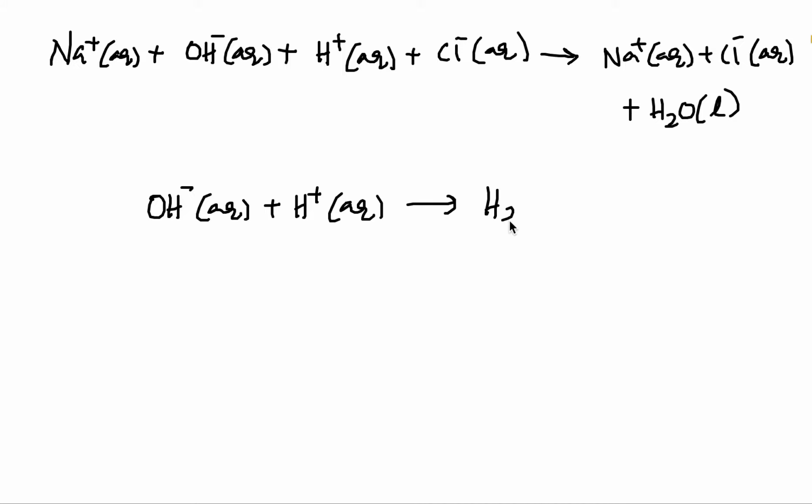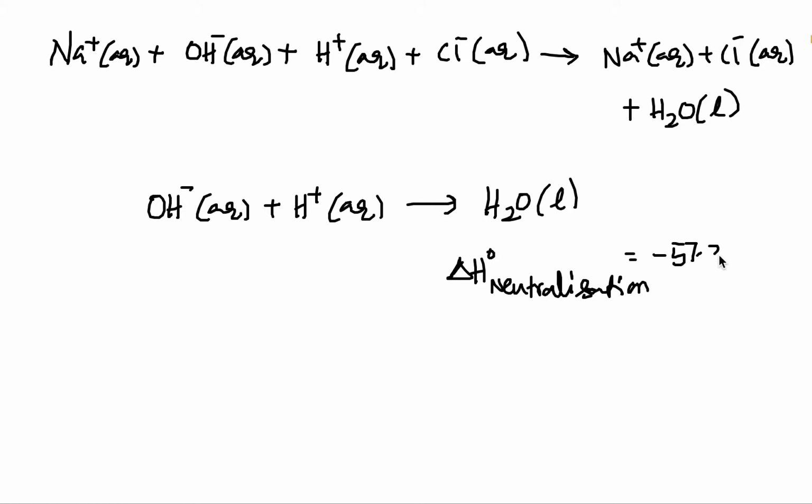to produce H2O liquid. So what is neutralization? Neutralization is essentially the process of formation of 1 mole of water. For the complete neutralization of 1 mole of H+ ions with OH-, the energy released is known as the enthalpy of neutralization. So here ΔH° neutralization is -57.32 kilojoules per mole.